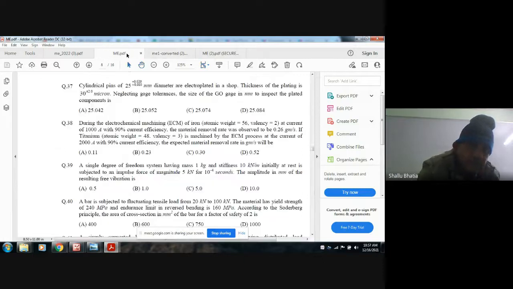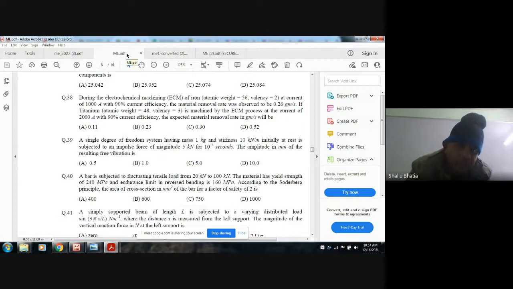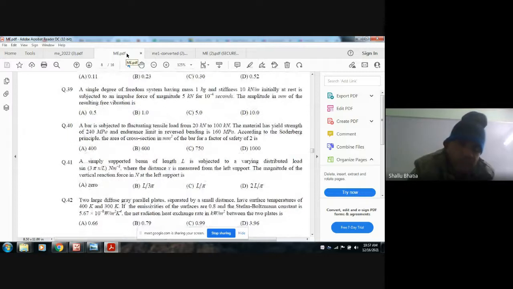Next question is question number 40. A bar is subjected to a fluctuating tensile load from 20 kilonewton to 100 kilonewton. The material has yield strength of 240 MPa and endurance limit in reverse bending is 160 MPa. According to Soderberg's principle, the area of cross-section in mm square of the bar for a factor of safety 2 is: option A 400, option B 600, option C 750, option D 1000.